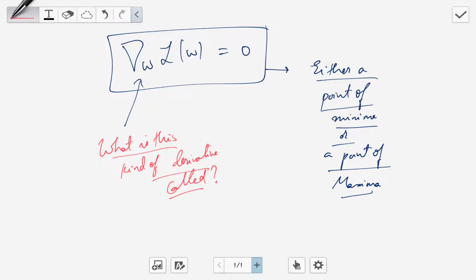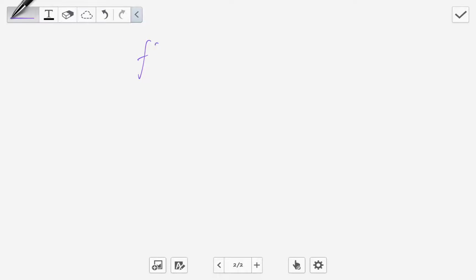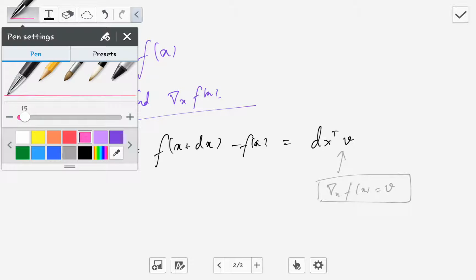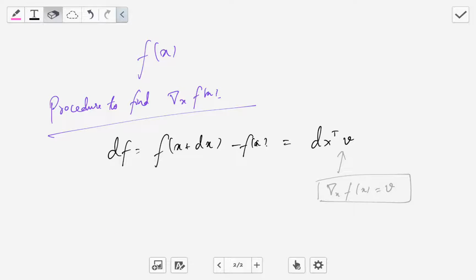Partial. Okay, wait, let us have a look at this. Say we have a function f of x and to find its del x f, what do we do? We write f of x plus dx minus f of x, and this we call df. What do we do after this? We write it as some dx transpose times v, and this v is del of f. Fine, this was the procedure described for doing this.